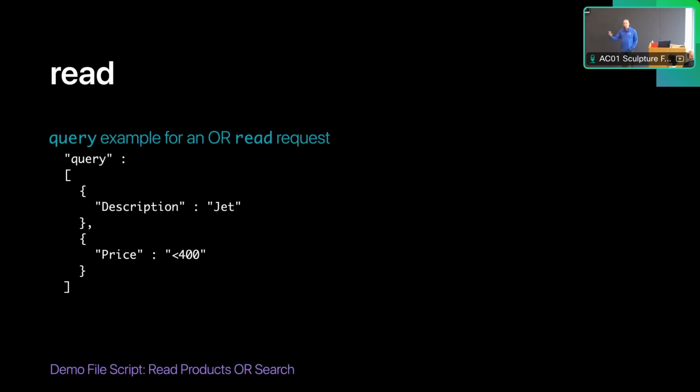Now, if you needed to do an OR search, you would just add a second object to your array, and you could have as many as you need. And so this one here is, again, description of jet or price less than 400. So you would just add to your array that way.